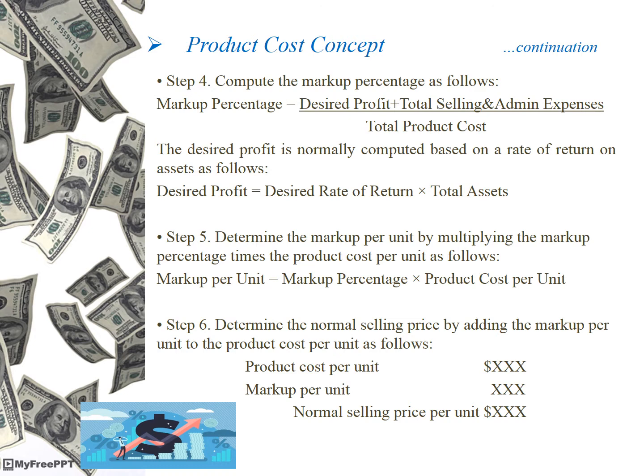Step 5. Determine the markup per unit by multiplying the markup percentage times the product cost per unit as follows. Markup per unit equals markup percentage times product cost per unit. Step 6. Determine the normal selling price by adding the markup per unit to the product cost per unit as follows. Product cost per unit plus markup per unit equals normal selling price per unit.